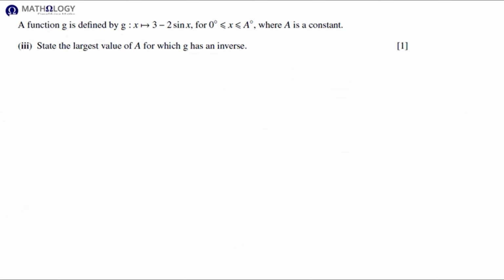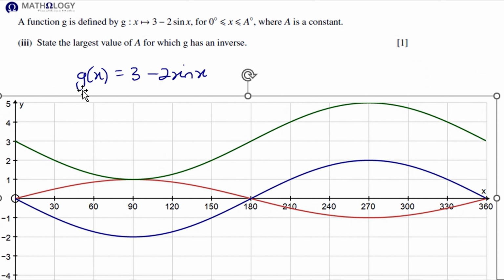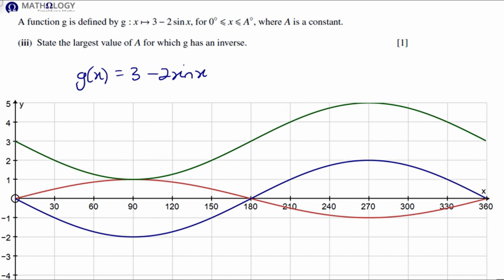Function g is defined by g of x equals 3 minus 2 sine x for x between 0 degrees and a degrees, where a is a constant. State the largest value of a for which g has an inverse. Now this is essentially the same as f of x from the previous question. All they've done is change the interval and call the function g of x. So we've already got the sketch graph for g of x, 3 minus 2 sine x, which is the top graph, the green graph.